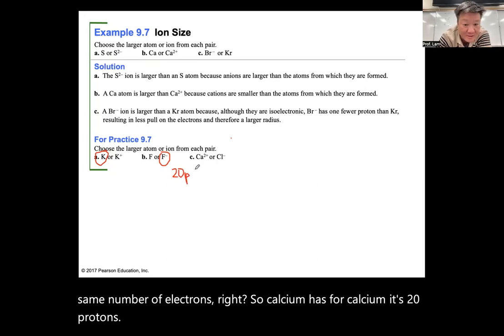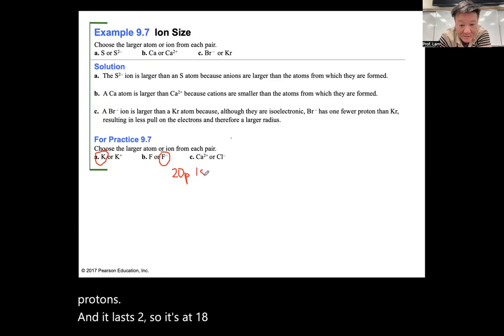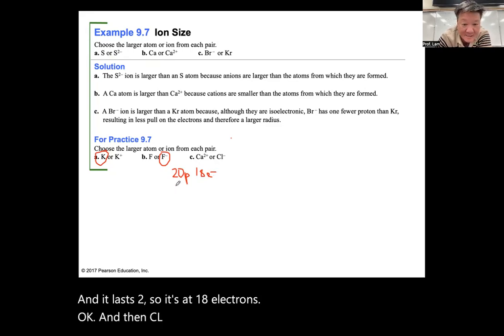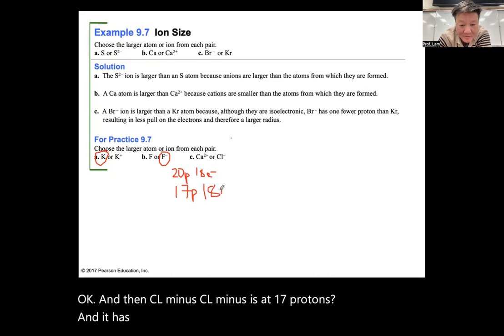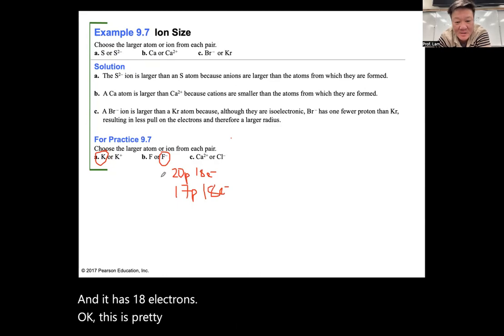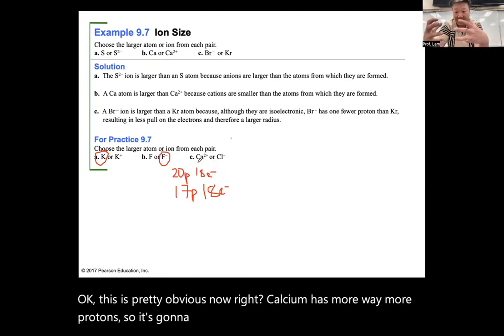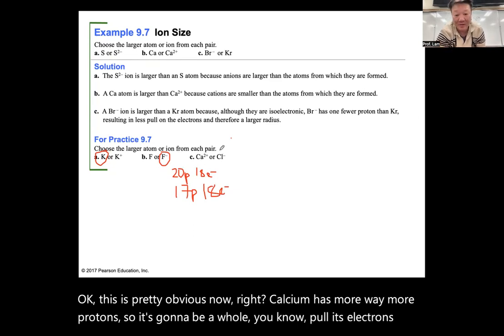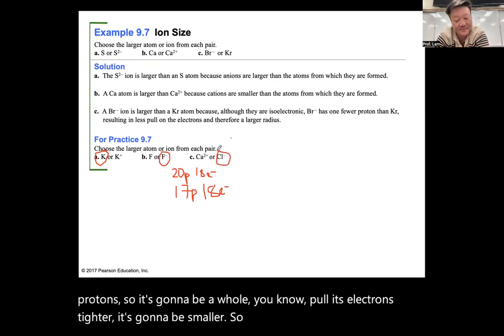And it lost 2, so it's at 18 electrons. Okay, and then Cl minus. Cl minus is at 17 protons, and it has 18 electrons. Okay, this is pretty obvious now, right? Calcium has way more protons, so it's going to be able to pull its electrons tighter. It's going to be smaller. So Cl minus is your answer, right?